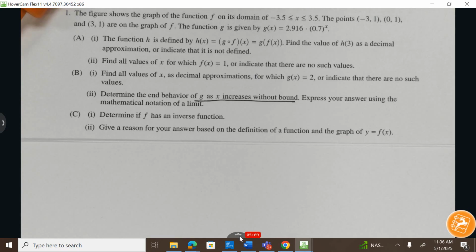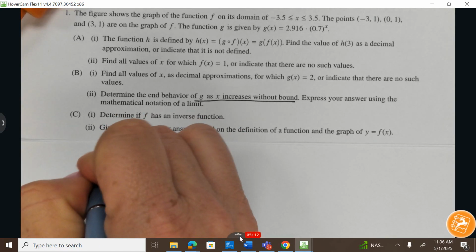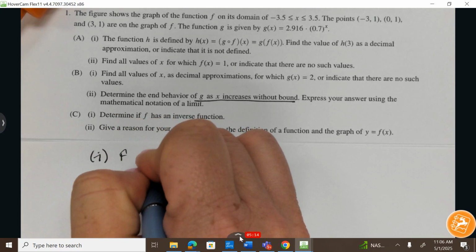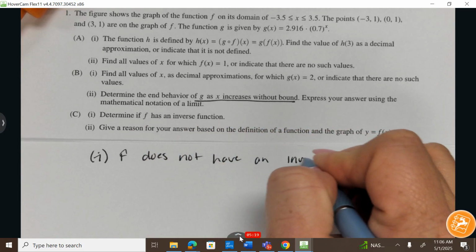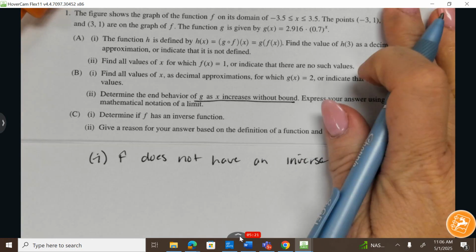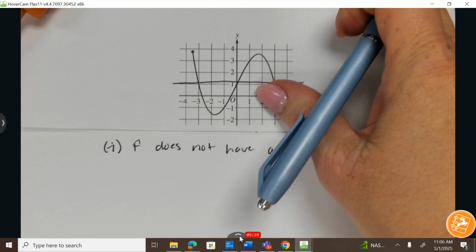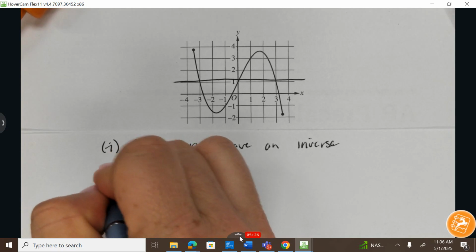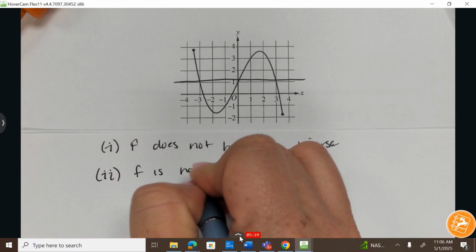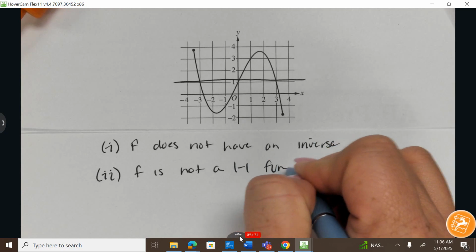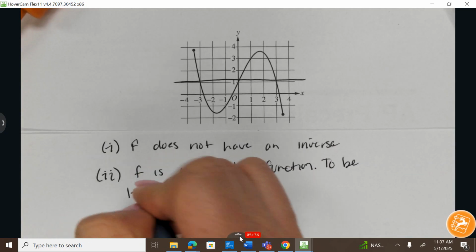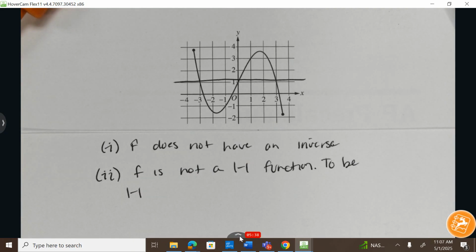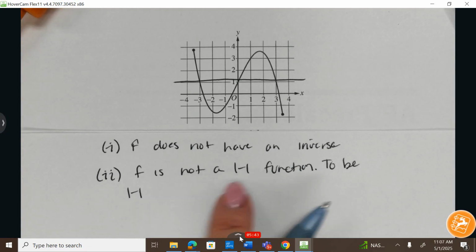Okay, the third part wants us to determine if f has an inverse. F does not have an inverse. And then the second part is going to give us the reason why. So let's come up here and see. Okay, ready? F is not a one-to-one function. To be one-to-one, we want the AP reader to be able to acknowledge our understanding of this. So f is not a one-to-one function.